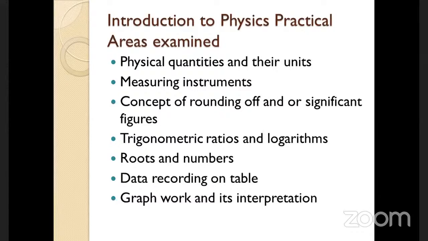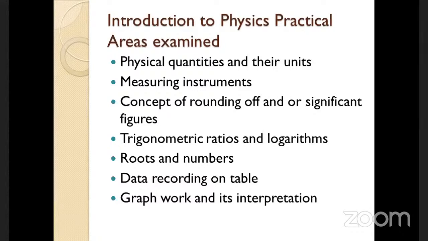Our major concern here is trying to understand the basics of the physics practical. The hands-on shall be done later on. Maybe you follow us from the videos that we shall be able to have from our site, and then you do your hands-on.